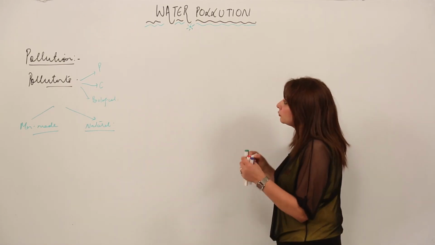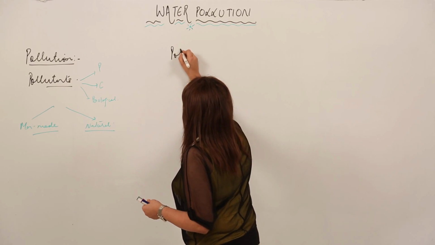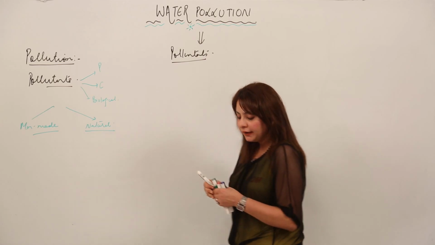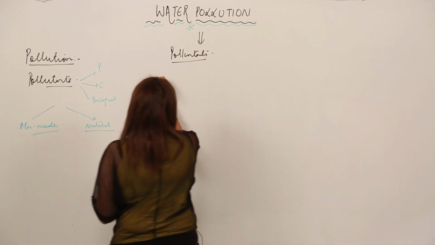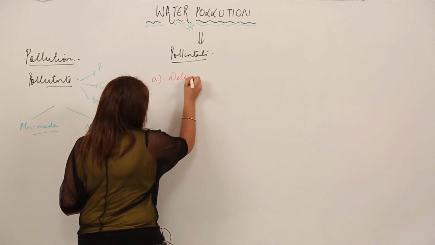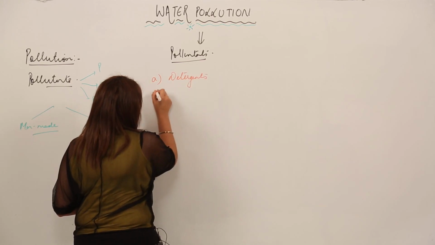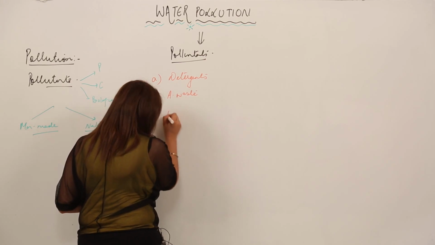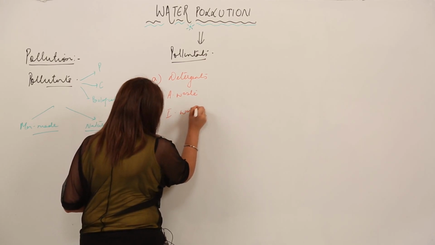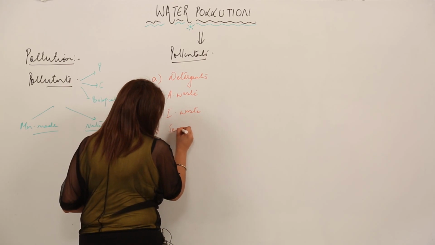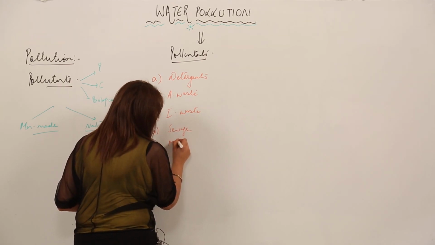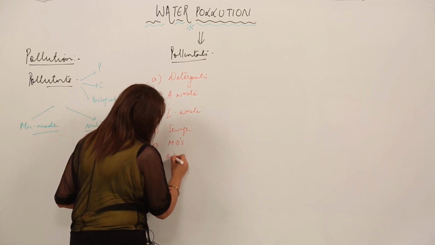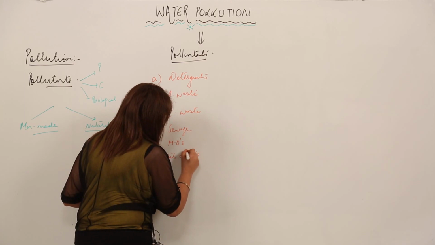So the pollutants that pollute the water are actually the detergents, the agriculture waste, the industrial waste, the sewage, the microorganisms, right? And also it can be oil drilling.